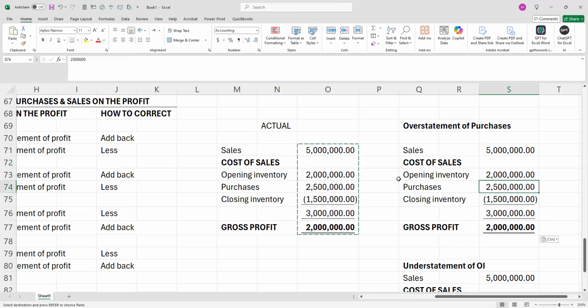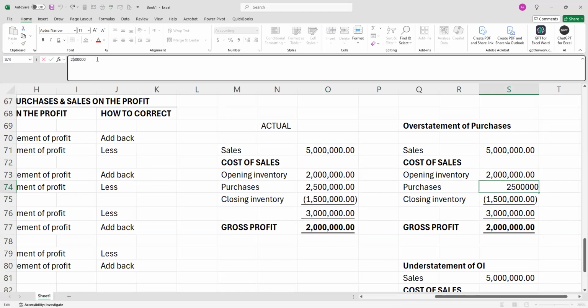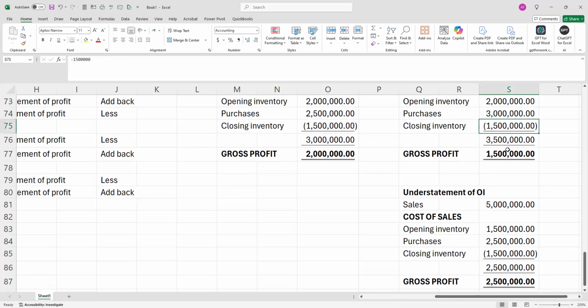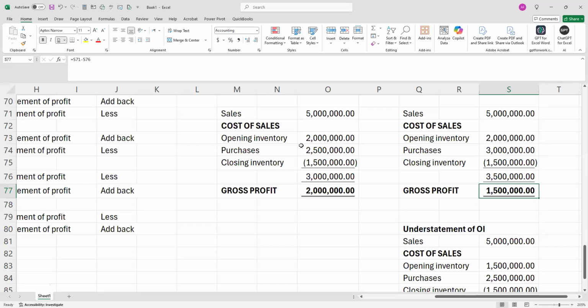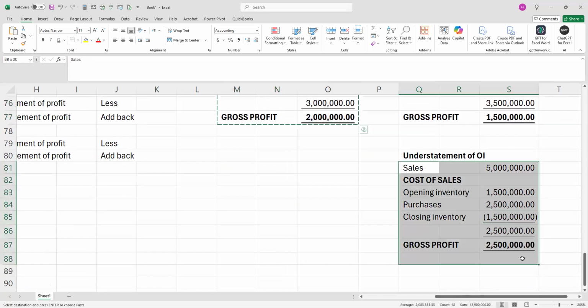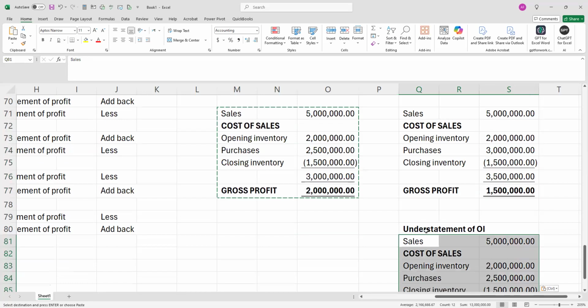If we overstate our purchases, instead of 2.5, we have, say, like 3 million. See the impact. Our profit will be understated. The same effect applies if this is done by understating our purchases.